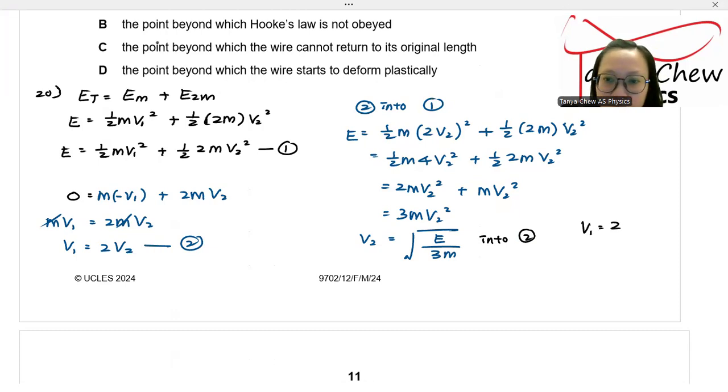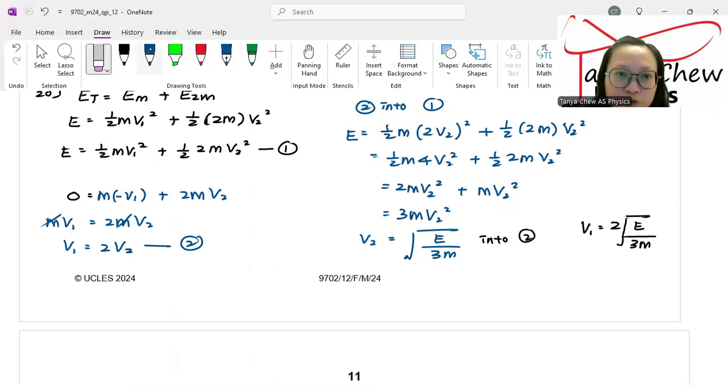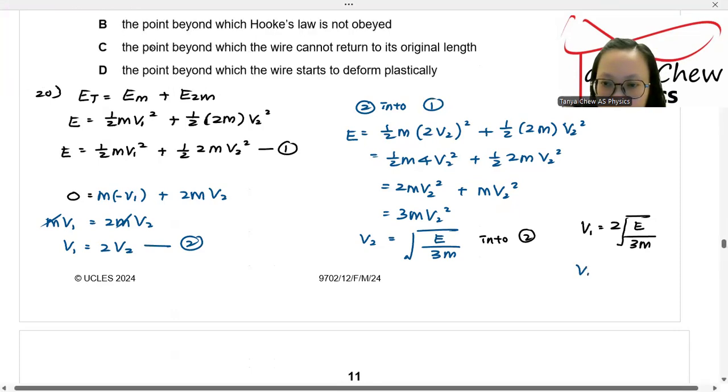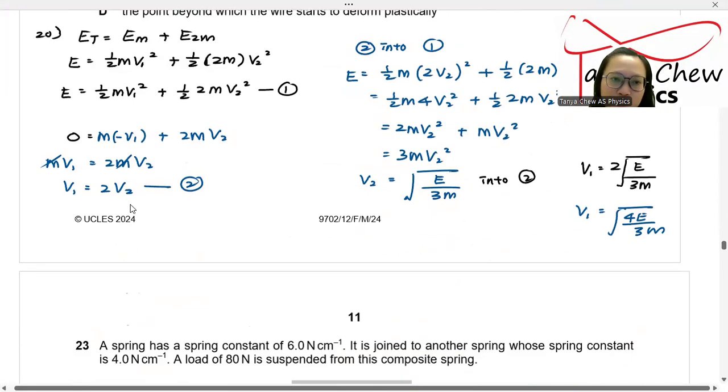So 2E over 3m, right? Not squaring the whole thing, just square the 2 in order for you to put the 2 into the square root. So I square the 2, so that I can put the 2 into that square root equation. So V1 is equal to square root of 4E over 3m. So the answer is actually D. Yeah, you can sub in V2. You are supposed to sub in V2 in order to get the V1 expression right away, right?